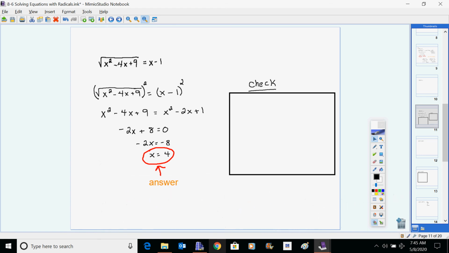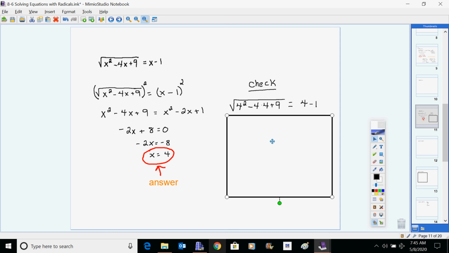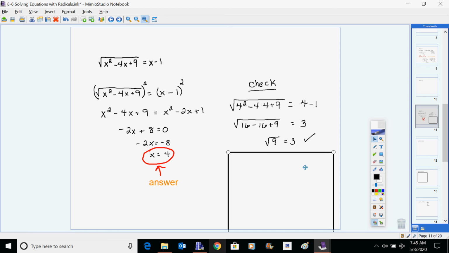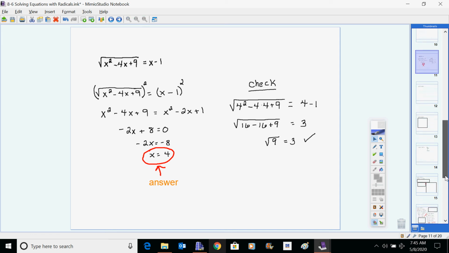And when I check that 4 and I plug it back into the original equation, 4 squared minus 4 times 4 plus 9, I find out that the square root of 9 equals 3, and that is a true statement. So this answer actually worked. So squaring is a really, really good way to solve these problems as long as you're careful to check afterwards.